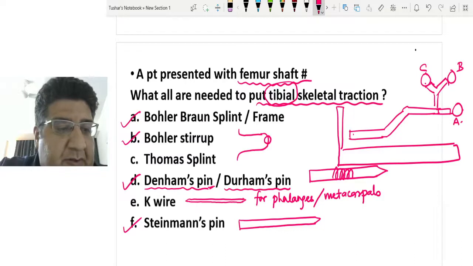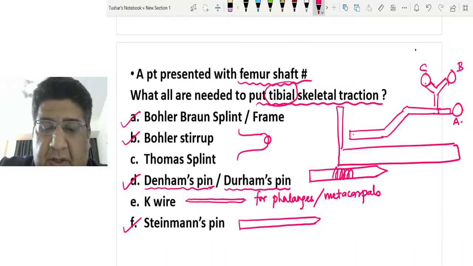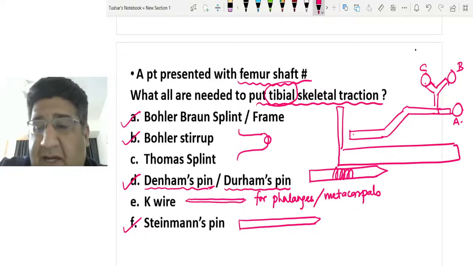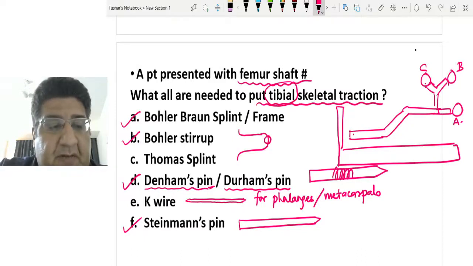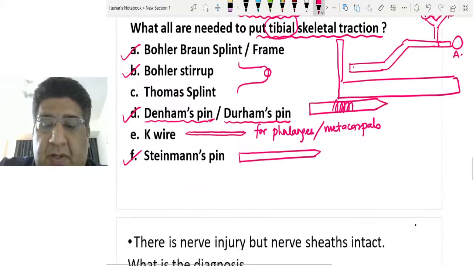Okay, we have a question, sir. Both pins, I didn't get you. You can use Steinman, you can use Dunham. Yeah, you can use Dunham also. Although we don't use it majorly in tibia, but yes, it can be used in tibia. K-wire cannot be used in tibia. Okay, we are talking about can be used.